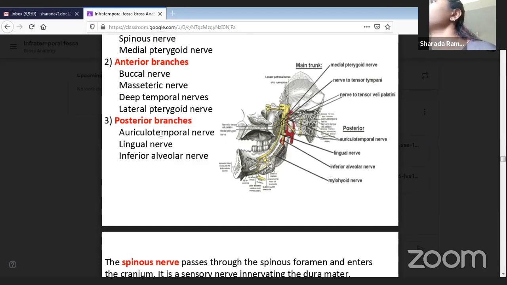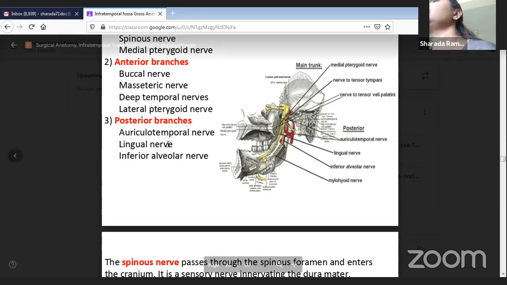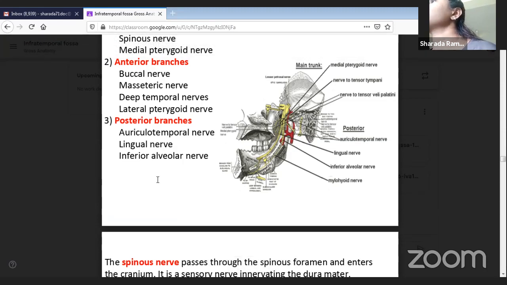So that is why it is going to carry the secretomotor fibers to the parotid gland. Lingual nerve, most of the people know that lingual nerve is going to be the nerve of general sensation to the anterior two-thirds of the tongue.